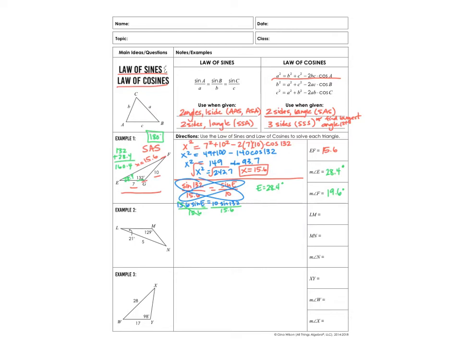So let's look at another one. I'm going to erase some of this. This one has given us two angles and a side. So angle, angle, side. So we can use the law of sines. We have one angle and its corresponding side is 5. So sine of 129 over 5 equals, we're given this angle, so the sine of 21 over, we're looking for this side. We're going to make that x.